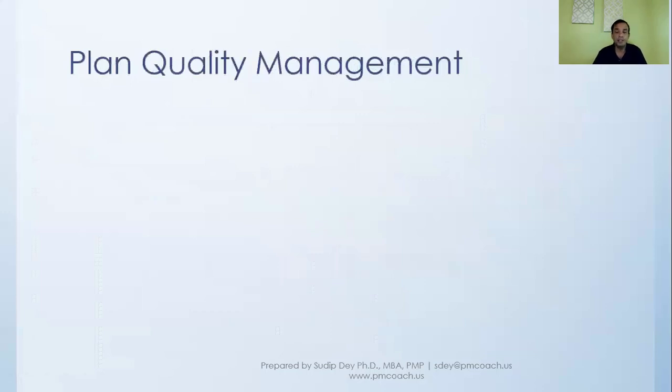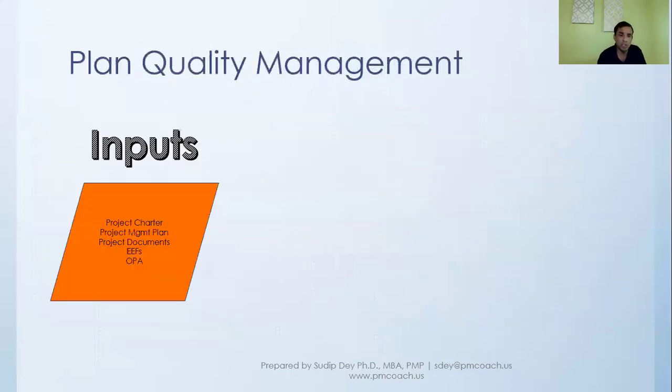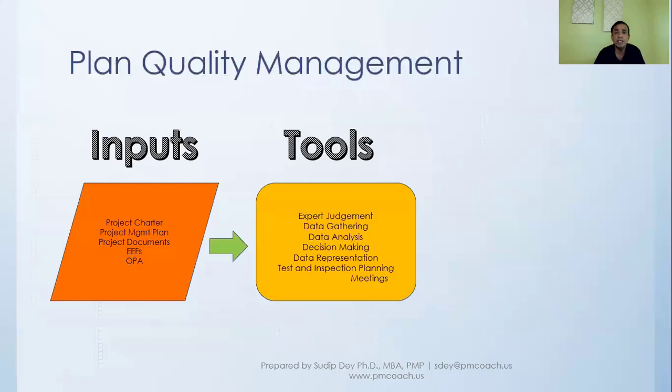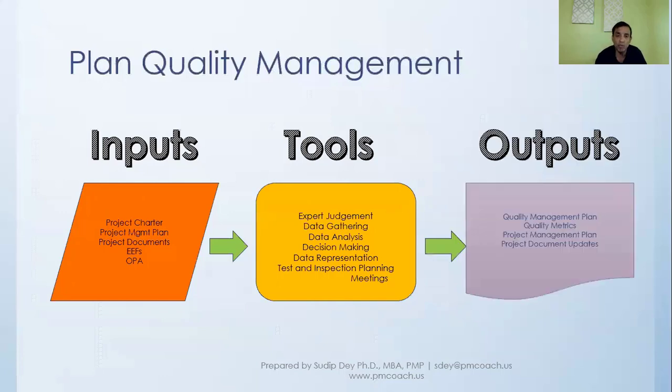Now let's look at the first process, which is plan quality management. When you look at this process, the inputs that we'll get will be the project charter, project management plan, and documents. The tools will come across many different tools like data gathering, data analysis and decision making, testing, and so on and so forth. The key output that we are going to get here is the quality management plan.